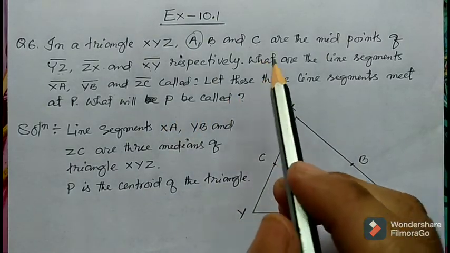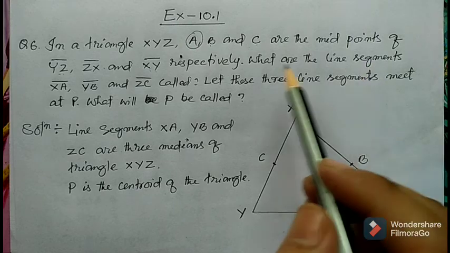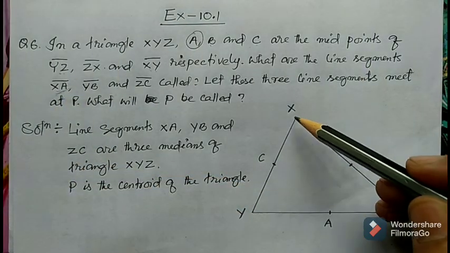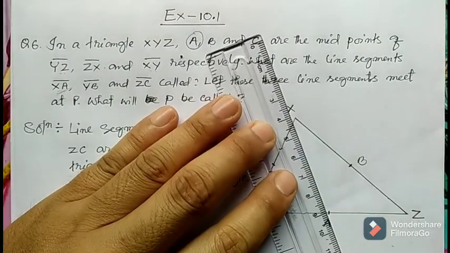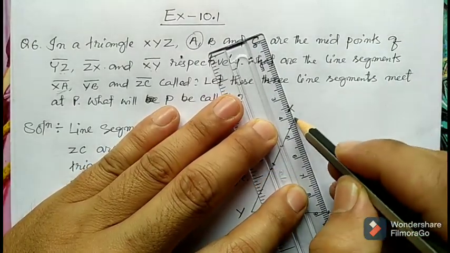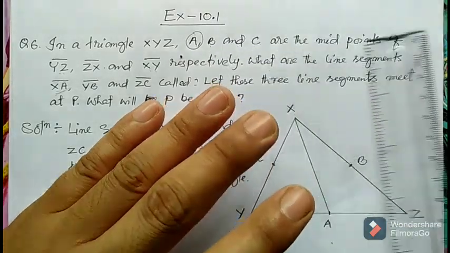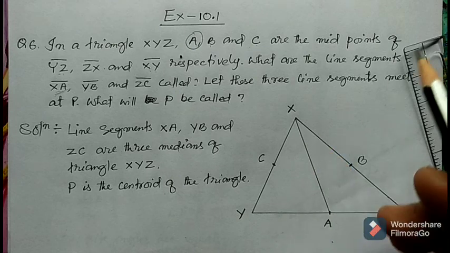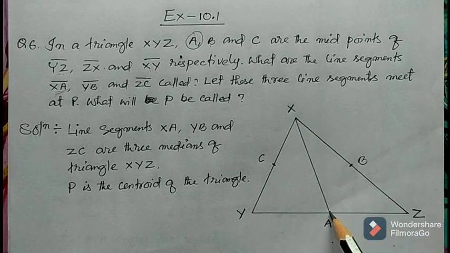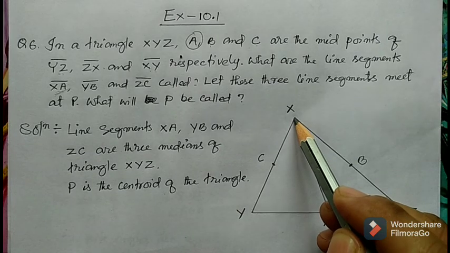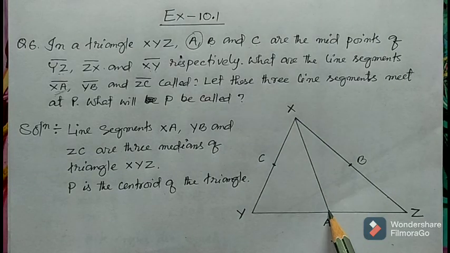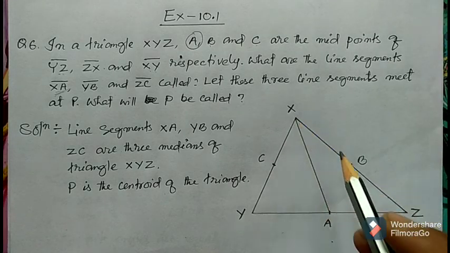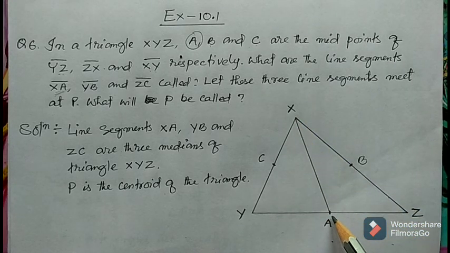Now, we are asked, what is the line segment XA? Now let's see how we get XA. Here we have X and here we have A. So let's join them, only then we get a line segment. Joining X and A, we get line segment XA. So now the question is, what is this XA called? According to the definition, XA is the line segment joining vertex X and the middle point A of the side opposite to vertex X. So this line segment XA is a median.